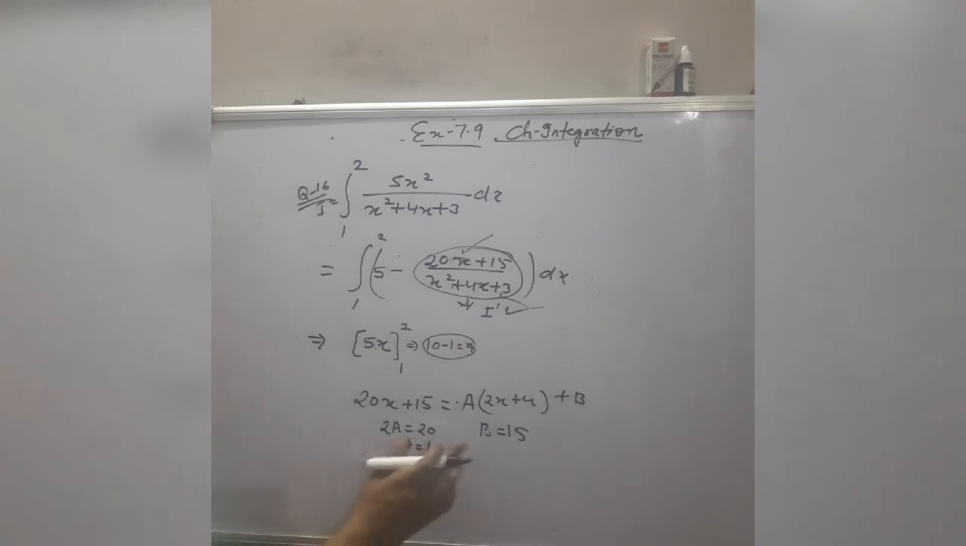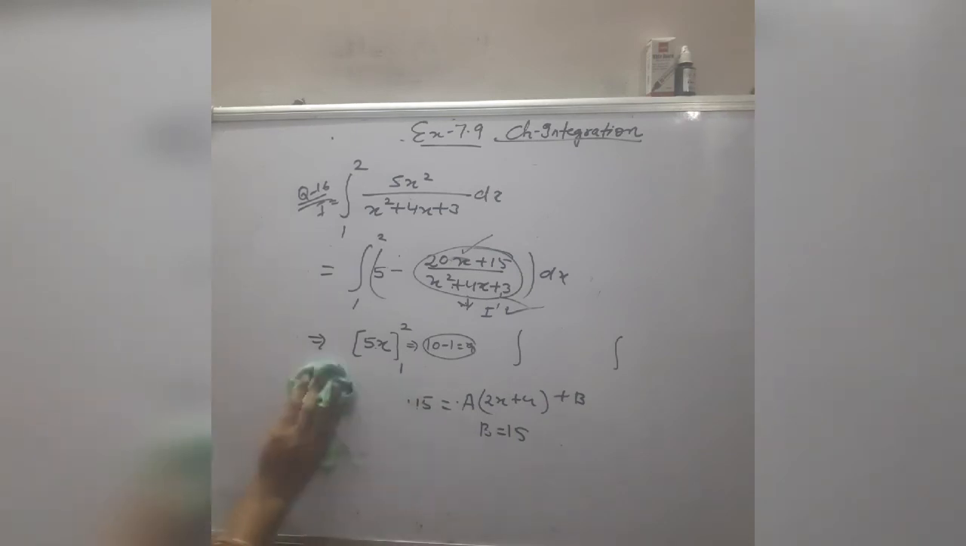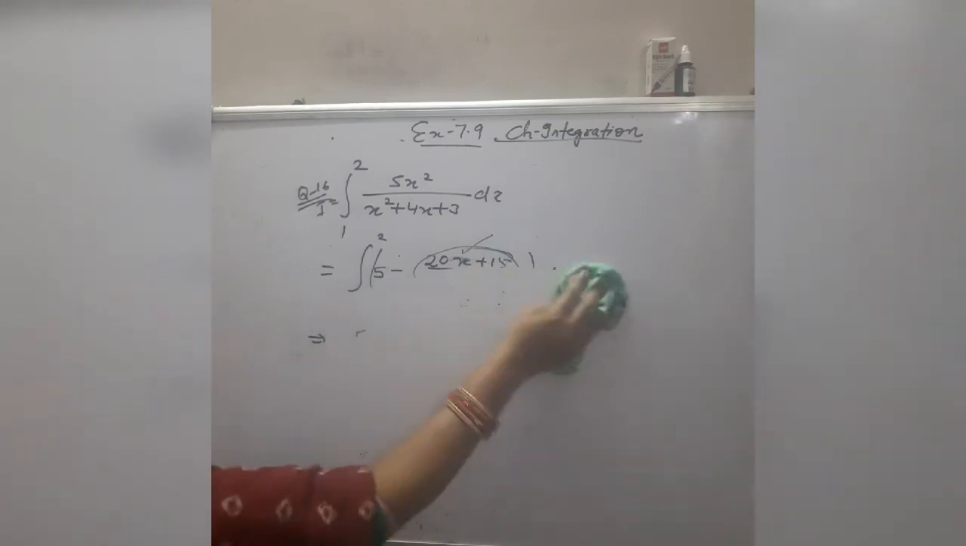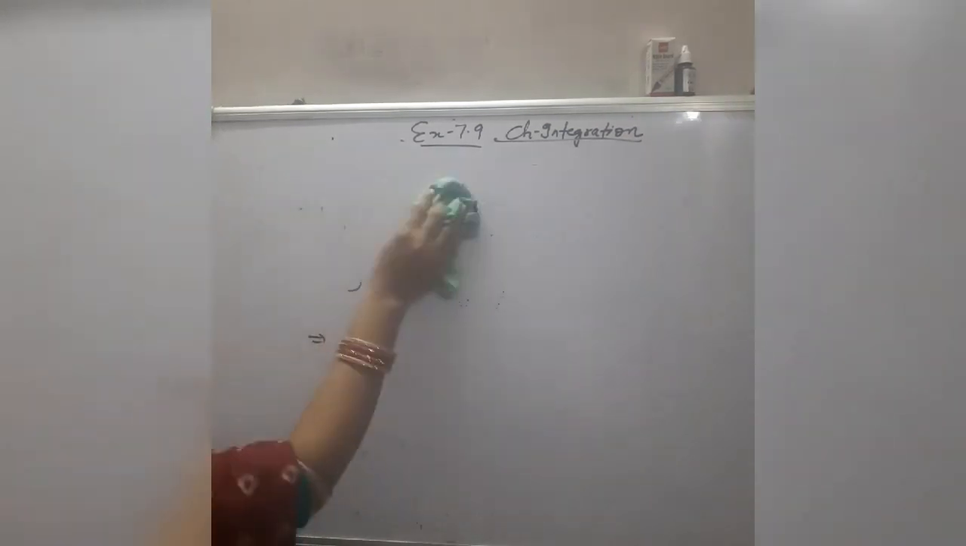So now using these constant values, this part is again broken down into two parts and you will integrate these two parts separately. I will not completely solve it. If you have done the previous exercise then you can very easily complete it. I have just explained the method.